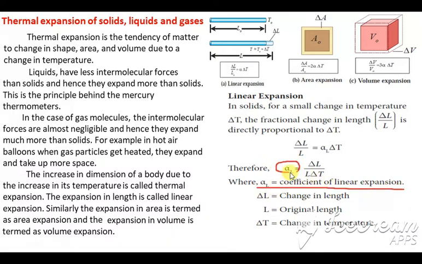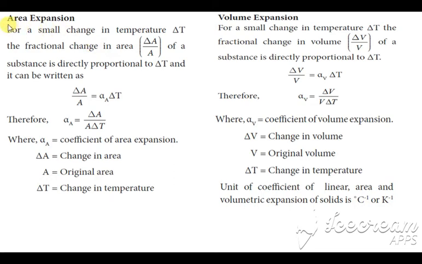Here alpha is the coefficient of linear expansion, del L is the change in the length, L is the original length and del T is the change in the temperature. So coefficient of linear expansion, change in the length, original length, change in temperature. Clear?